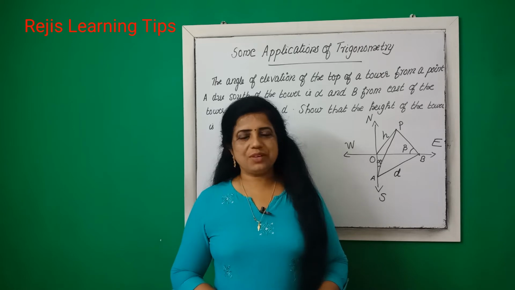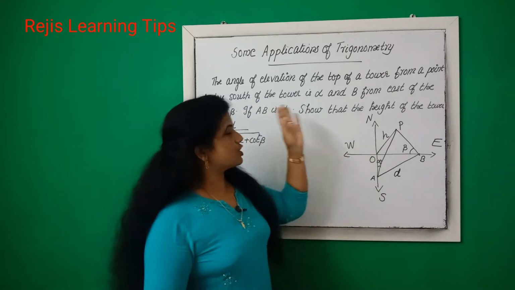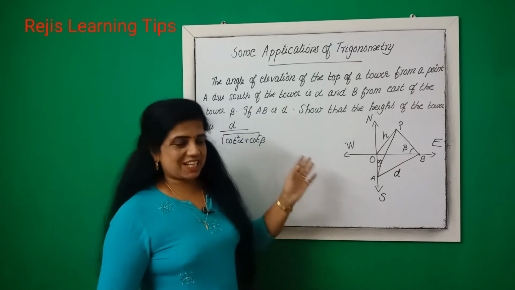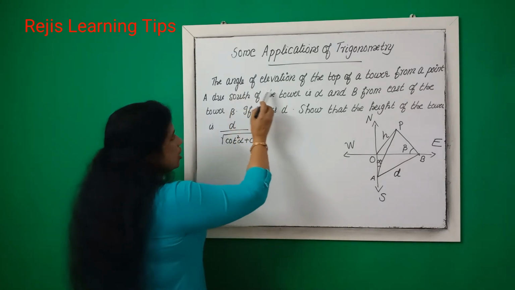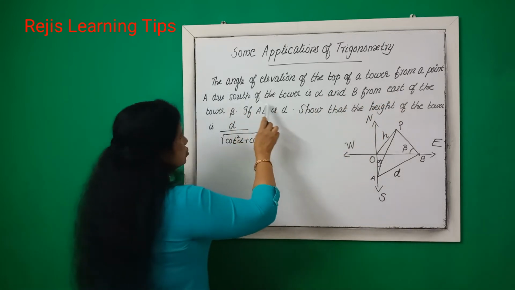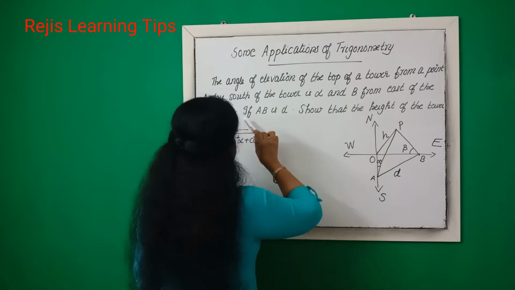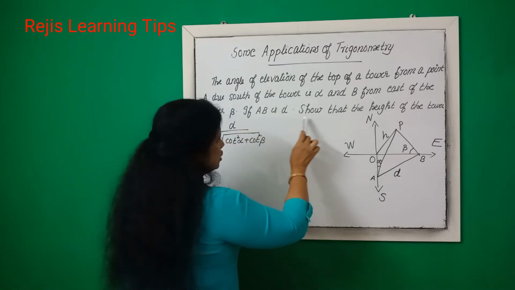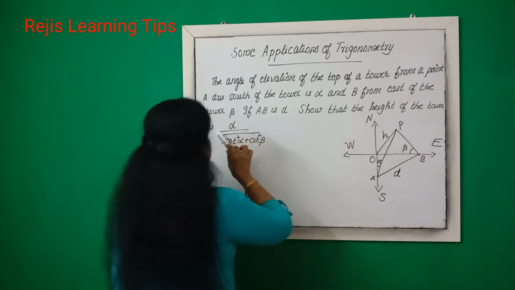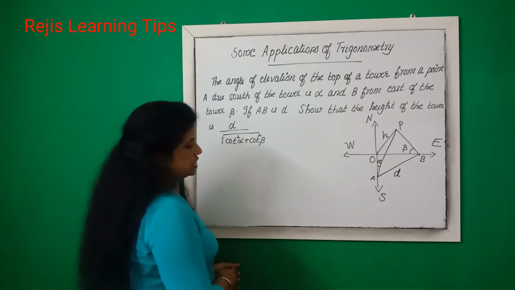Welcome back. Today we are going to discuss some questions from applications of trigonometry. That is an important question. The angle of elevation of the top of a tower from a point A due south of the tower is alpha, and from B due east of the tower is beta. If AB is D, show that the height of the tower is D divided by the root of cot square alpha plus cot square beta.